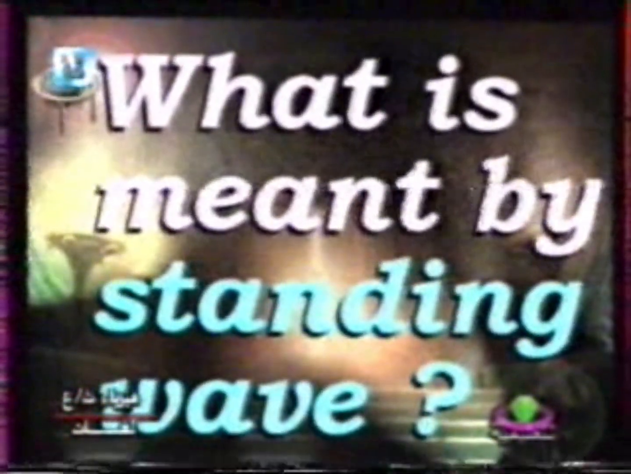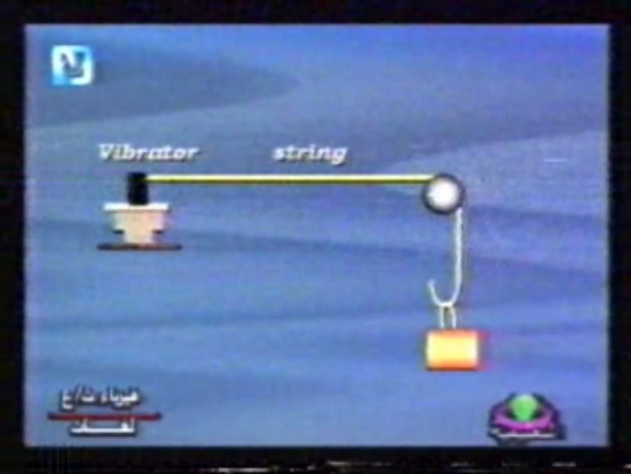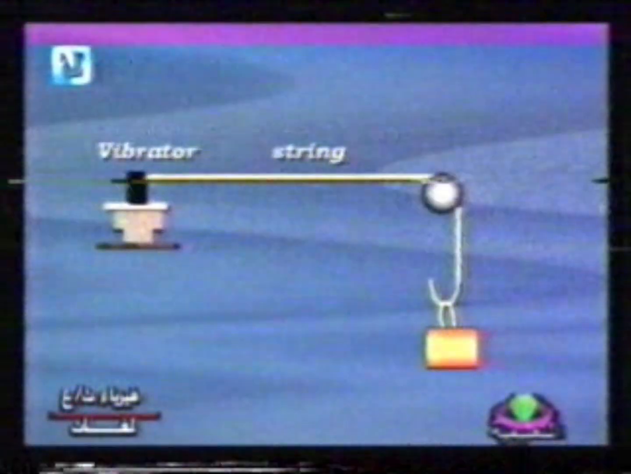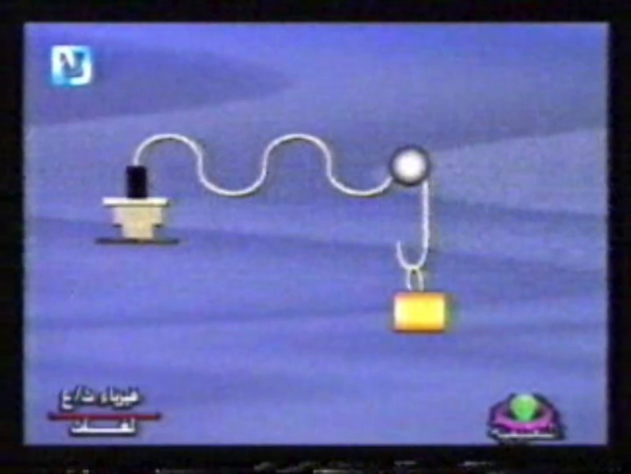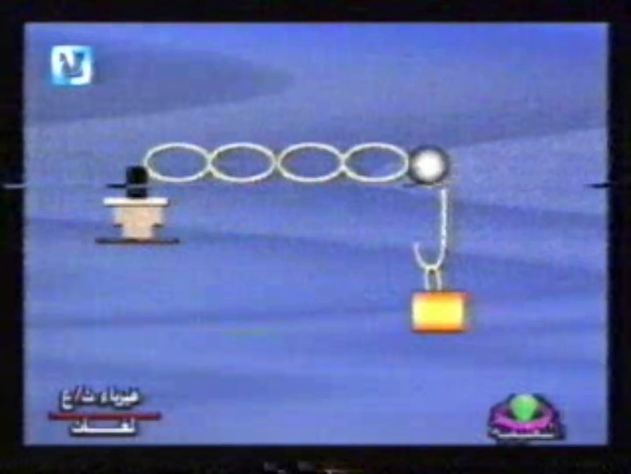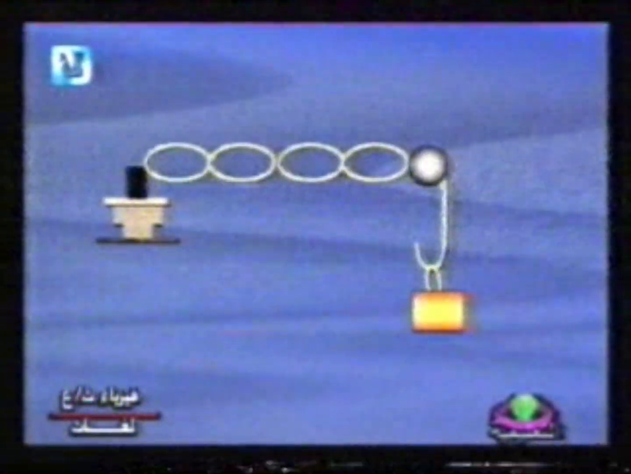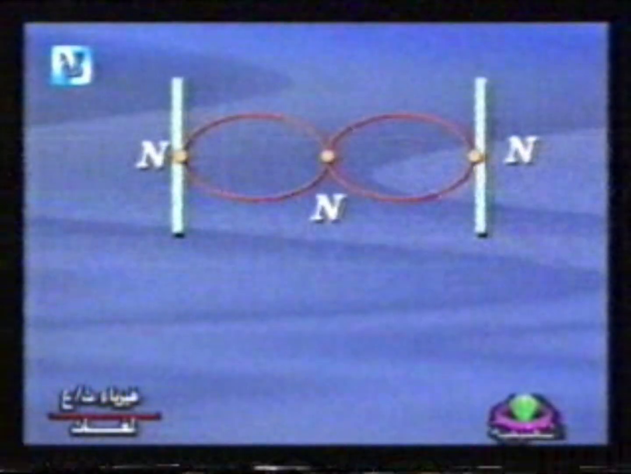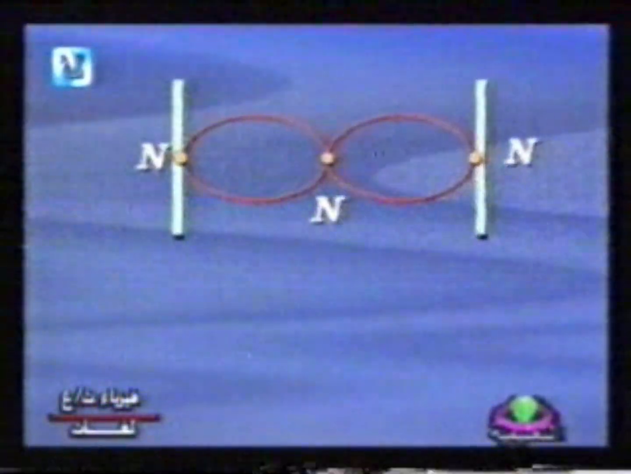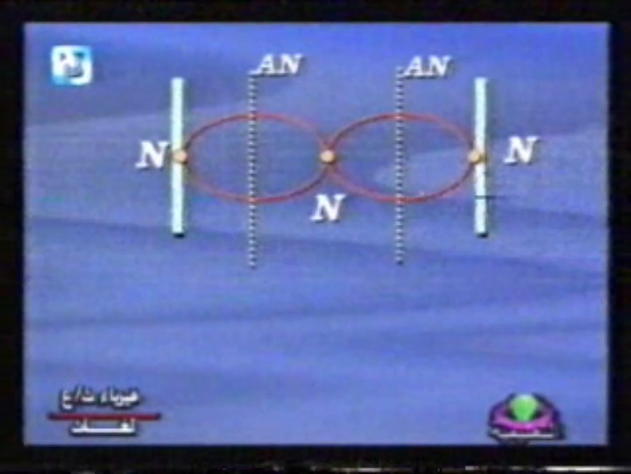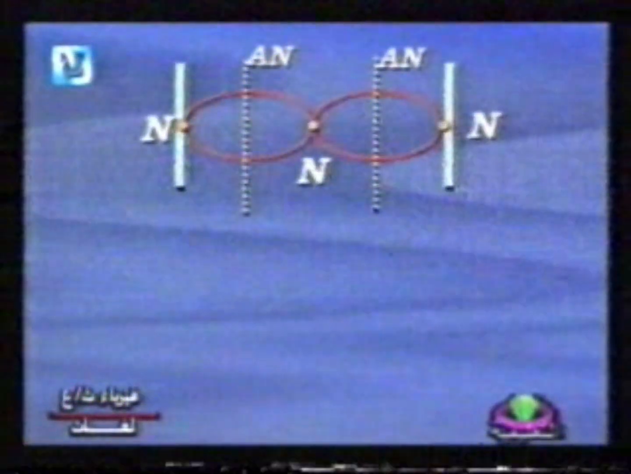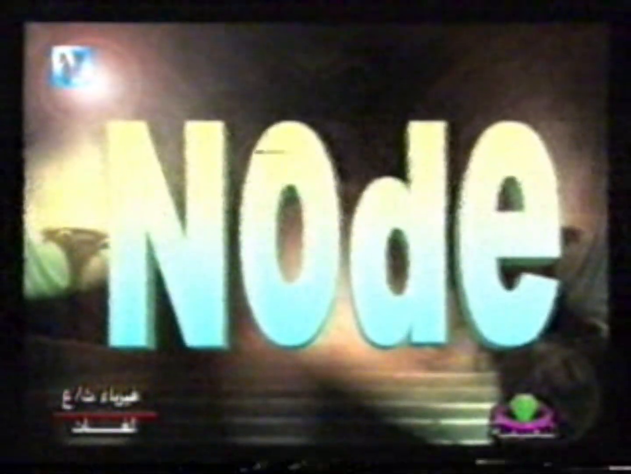Problems on standing waves. We need first to know what is meant by the standing waves. It is the superposition of two identical waves having the same frequency and amplitude, but traveling in opposite directions to form nodes and antinodes. Here, we want to know what is meant by nodes and antinodes.